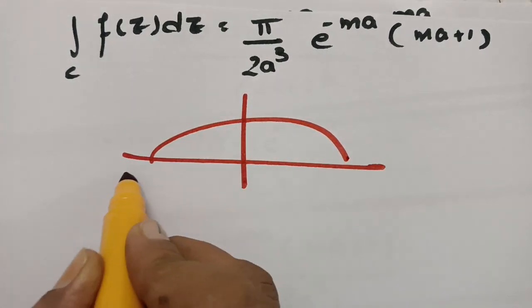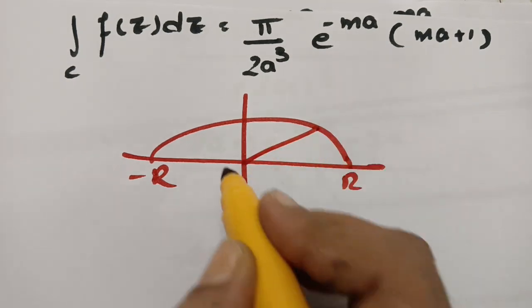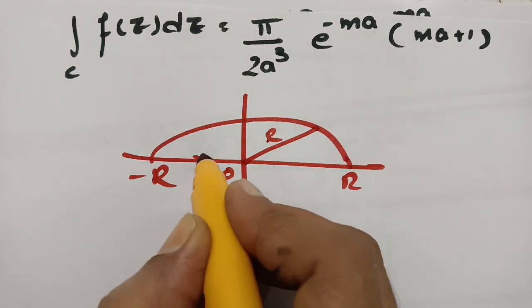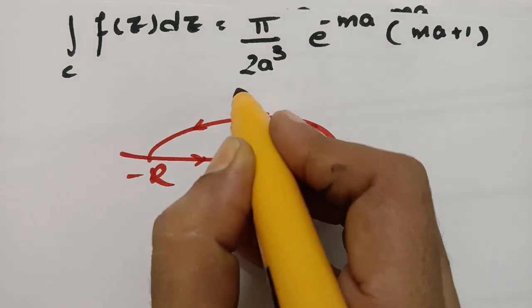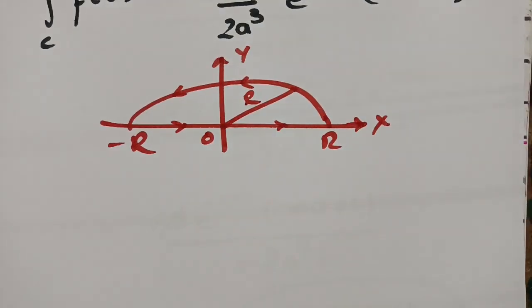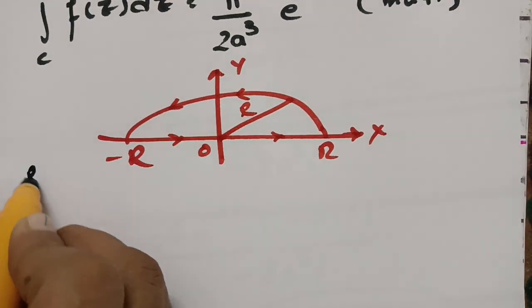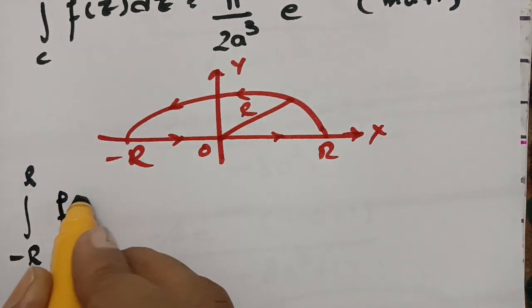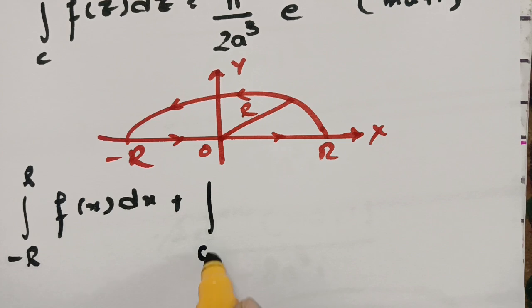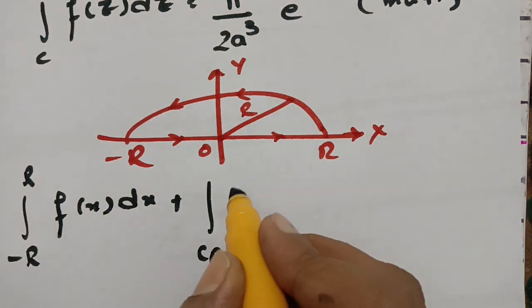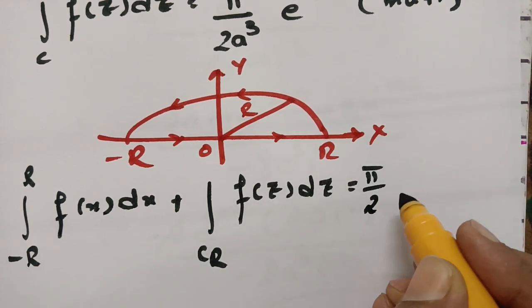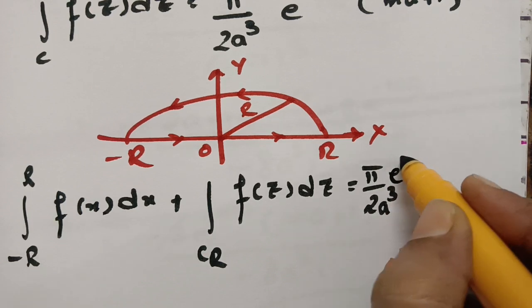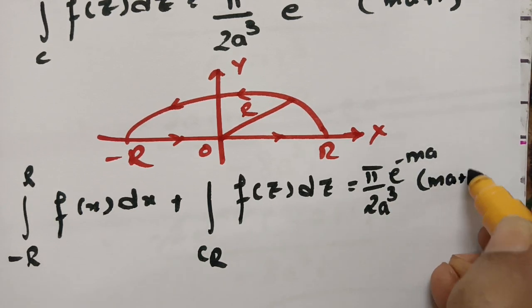It is very clear, a bounding line from minus R to plus R, and a semicircle with center 0 and radius capital R. So the journey travels like this, starting from minus R to plus R. So this is the x-axis and this is the y-axis. Now the total contour can be written as minus R to plus R, the real axis, f of x dx, plus the next thing, the boundary line CR, which is f of z dz, is equal to pi by 2a cube e power minus ma into (ma plus 1).